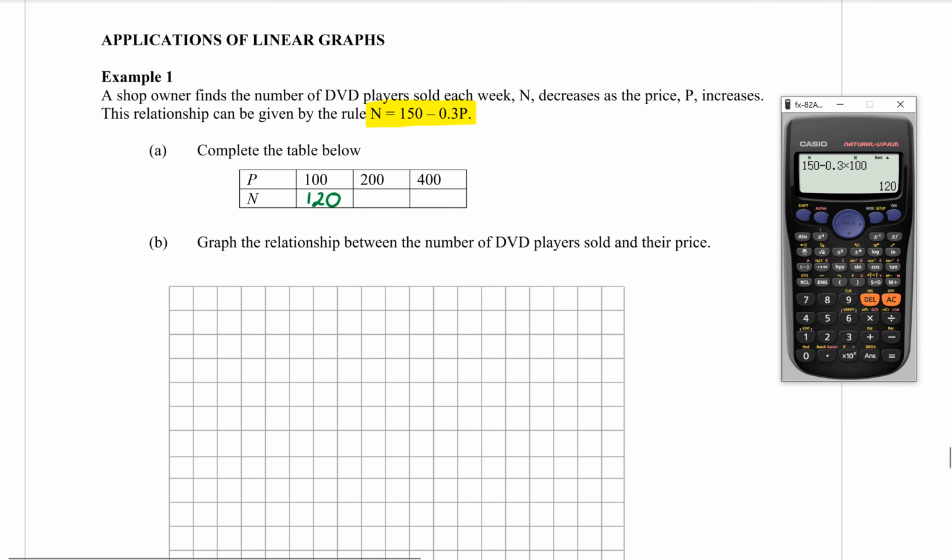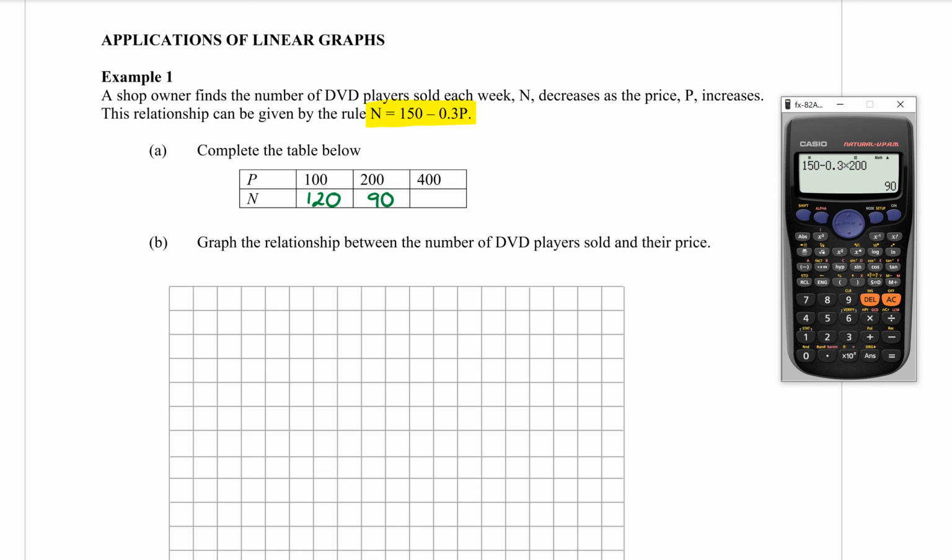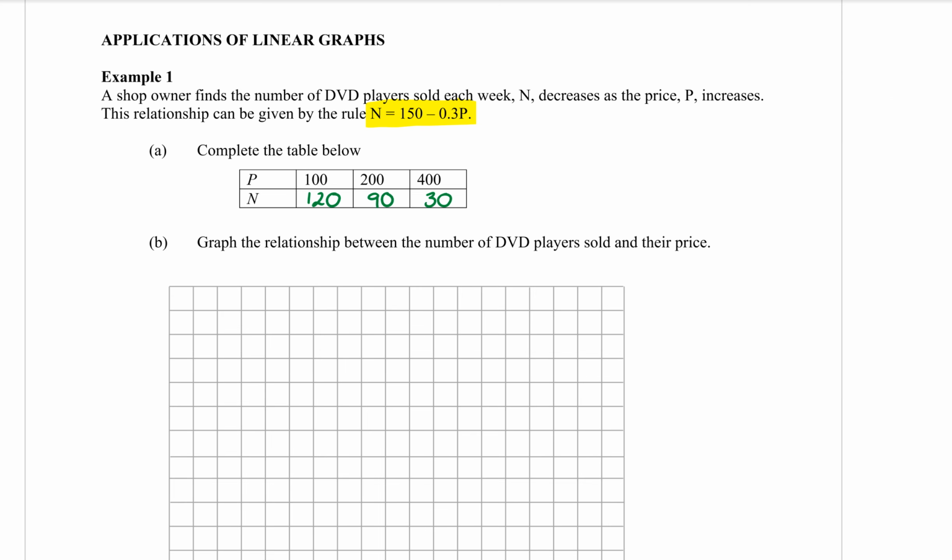Okay, we now want to do when P equals 200. So you could type the whole thing in again, or you can just change your 100 to a 200. And that means they're going to sell 90 DVD players. And then we want to put in that P is 400. So we change this to be 400. And that means they're going to sell 30 DVD players.